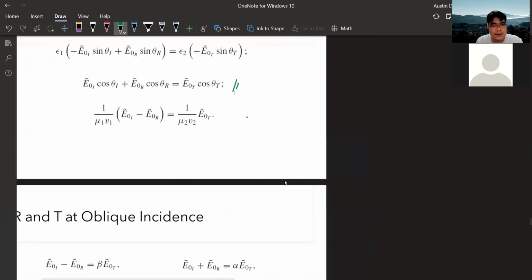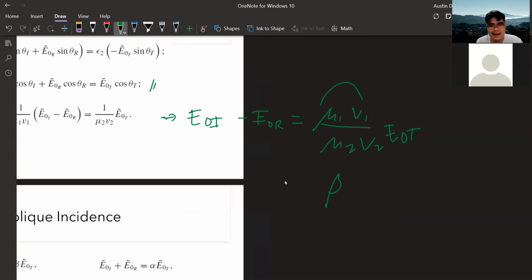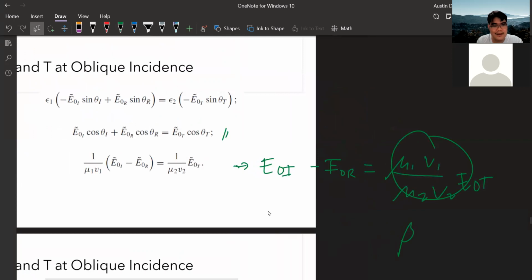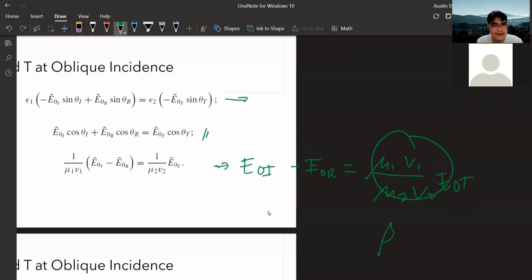Okay, so simplify ko lang to. So guys, kung gusto niyo nang mag-go, okay lang. Nire-record ko lang siya. E not I minus E not R, then mu 1, sorry, mu 2 V2 E not T, so sulat ulit natin as beta. And this guy, actually, multiply ko lahat by negative sign, no? So magne-negative itong pangalawang term ko dito.